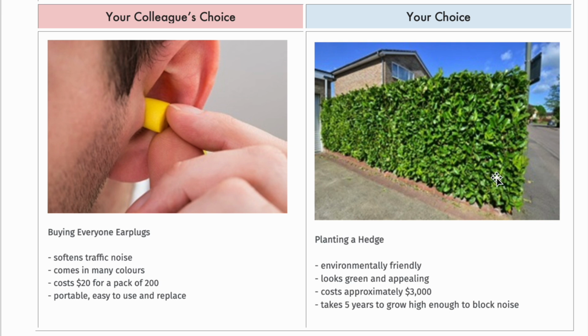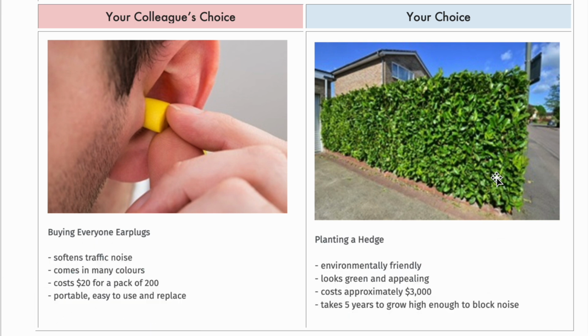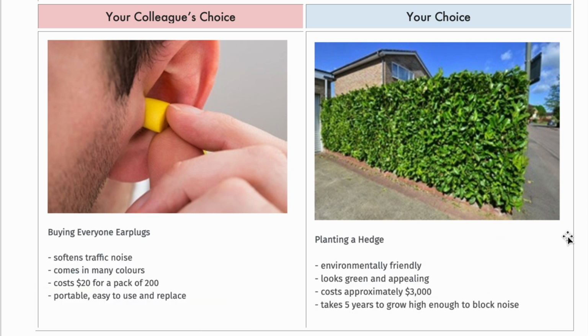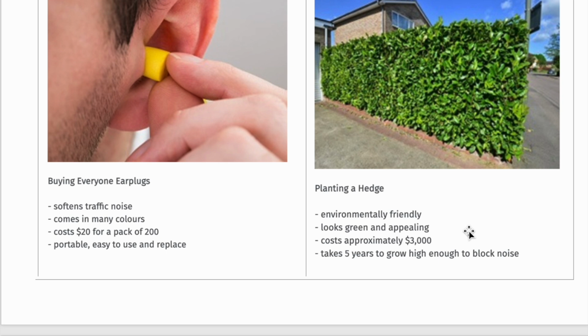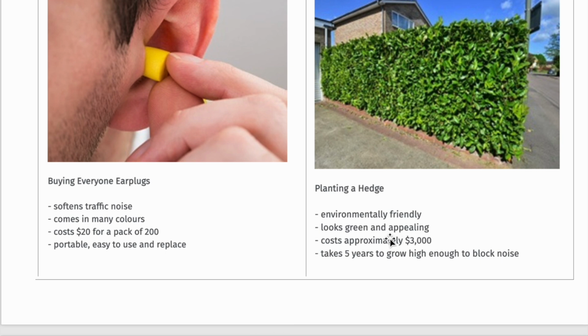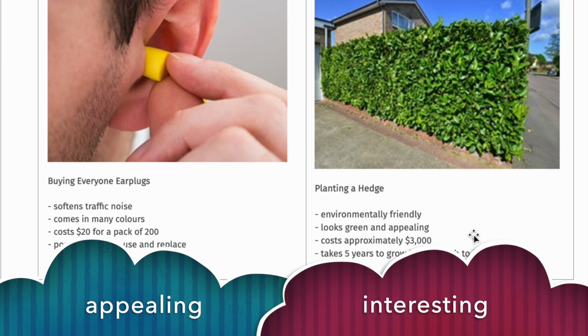And it's like some tree, or we can say bush, okay? But a hedge is like a wall made of some material. Here, the wall is made of trees or a bush or a plant, okay? Now, why is this one better? Environmentally friendly, good for nature, looks green and appealing, interesting, okay?